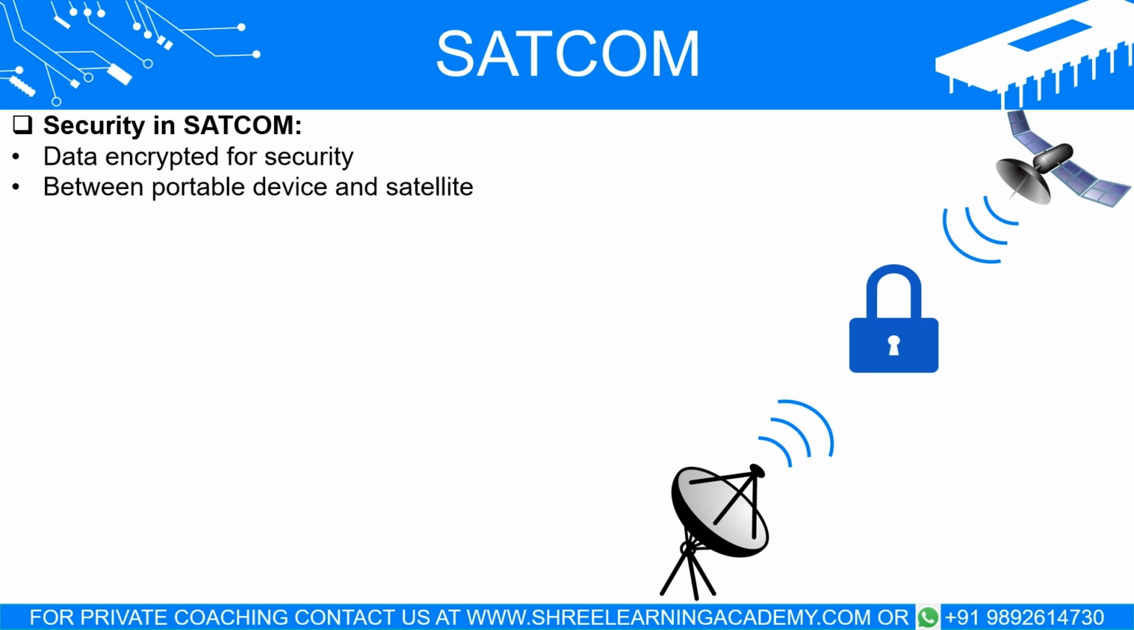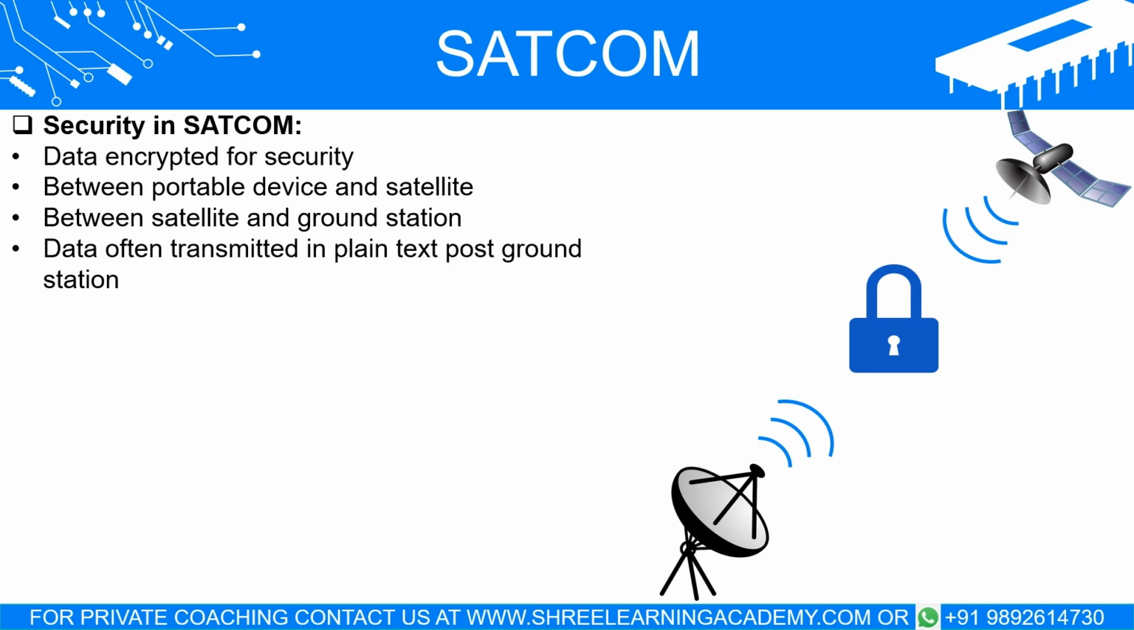In SATCOM, encryption happens twice. First, between the portable device and the satellite, and second, between the satellite and the ground station. This double layer of protection helps safeguard the data from eavesdroppers and hackers who might attempt to intercept the signal. However, once the data reaches the ground station, it often travels in plain text over traditional communication methods such as landline, cellular, or data connections. This leaves the information vulnerable to interception during this final leg of its journey.